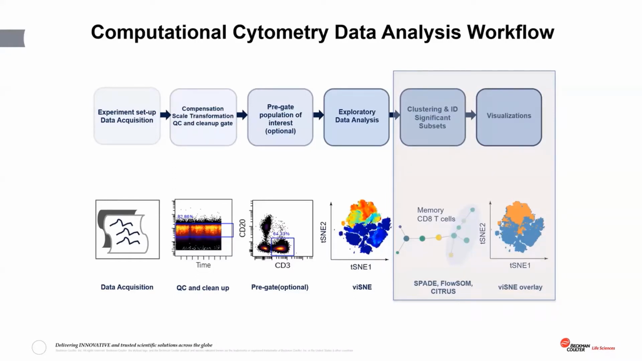An optional step in your data analysis is using viSNE for dimension reduction to show you a visual landscape of your high-dimensional data. Last week, we reviewed how to use FlowSOM for clustering, and today we'll use the Citrus tool, which in one step both clusters your data and compares groups of samples to identify significant differences between them.